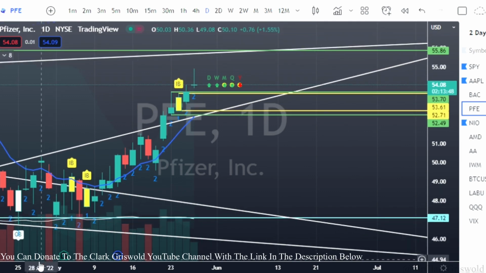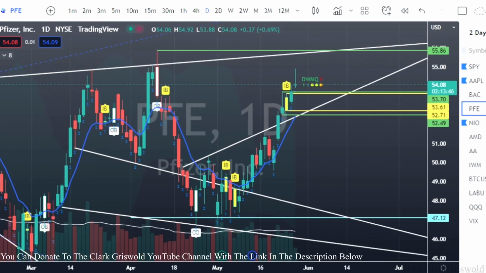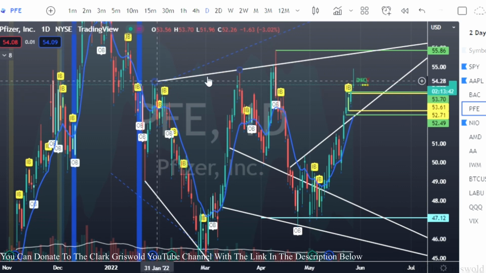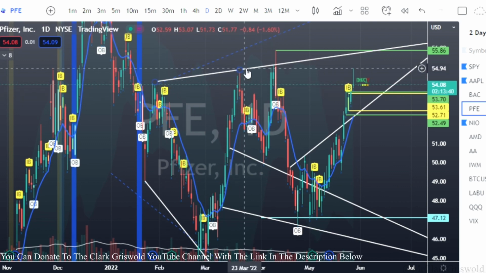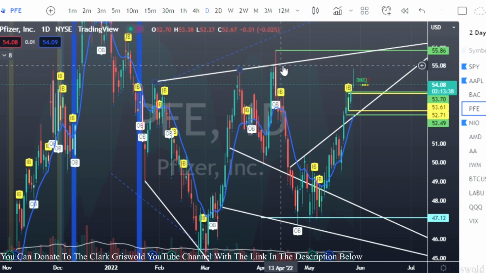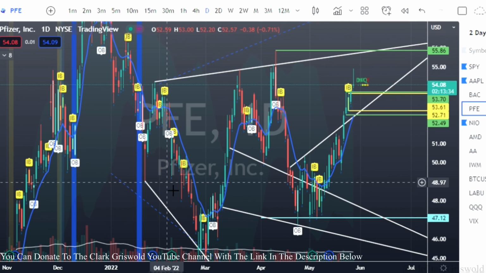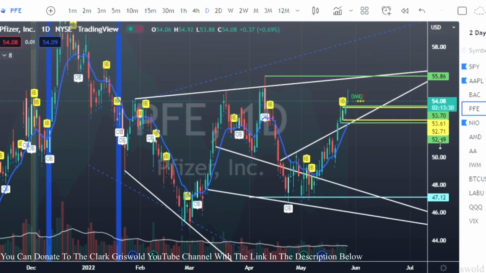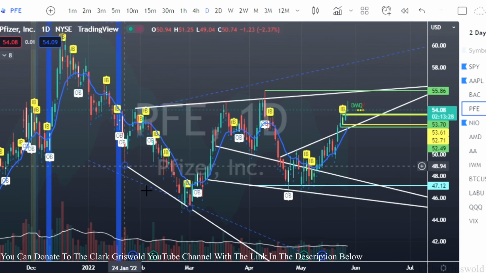Okay, so we move on to Pfizer now. Pfizer, again, we take this higher high to this higher high. And then we tag again, and we tag again here. Okay, and then we draw on the lower end of this broadening formation. Lower low to a lower low.